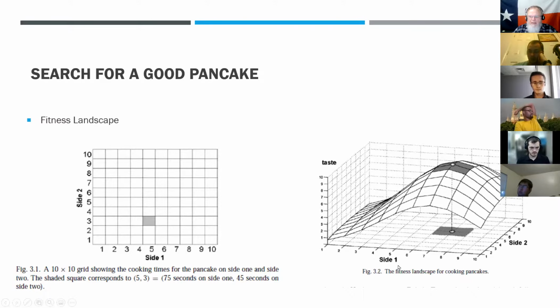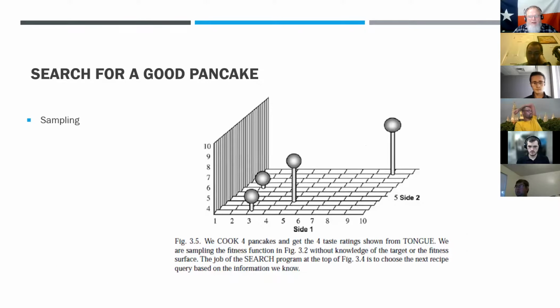So you can see here that out of all of the sides, there are 4 possibilities. Now, the problem with this, of course, is before you do the search, you have no idea what the landscape is at all. So what you might do is perform an experiment. And so here we have cooked 4 different pancakes. You can see each one corresponding to a different time on each of the sides, and each one then gives a different point on the fitness landscape.